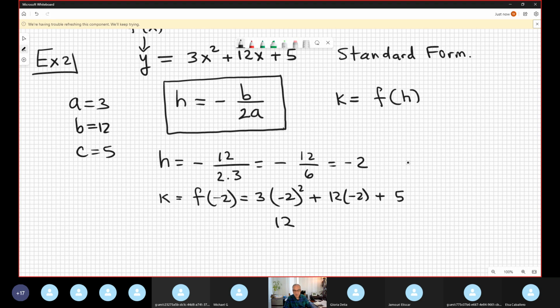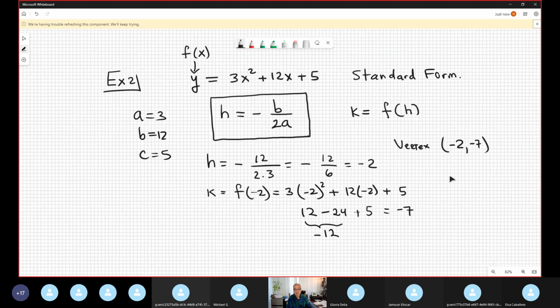And 12 times negative 2 is negative 24. And 5, 5. But you're subtracting this, and this is minus 12. And minus 12 plus 5 is negative 7, no? Negative 7 is the answer. Because our famous vertex in this example is located at the point minus 2, which is h, comma negative 7, which is k. Cool. I finish.